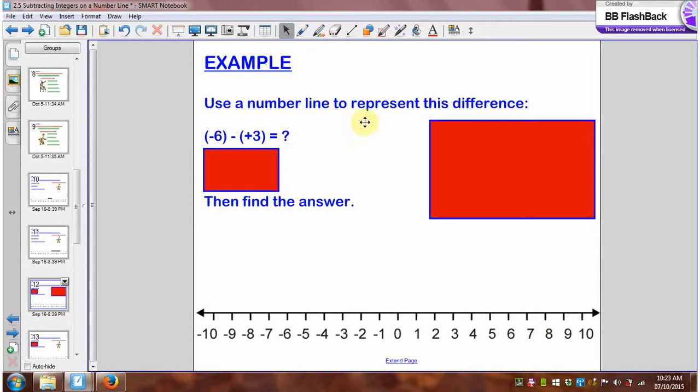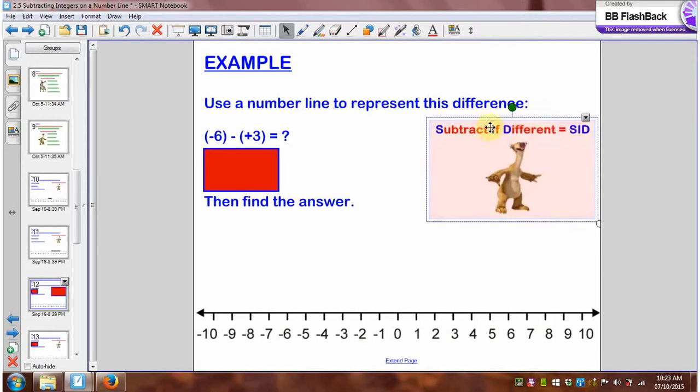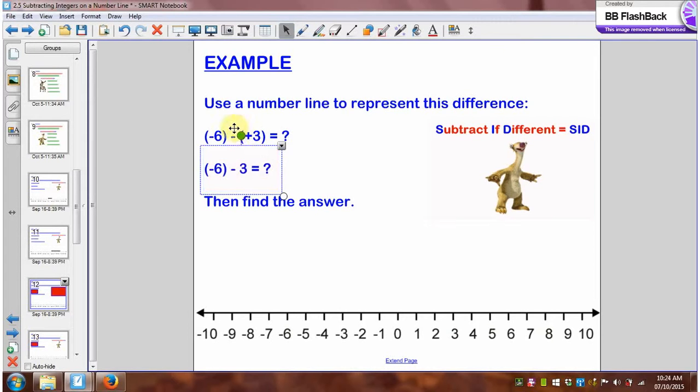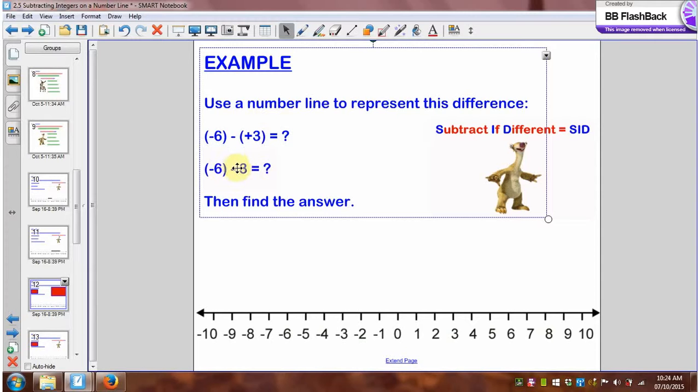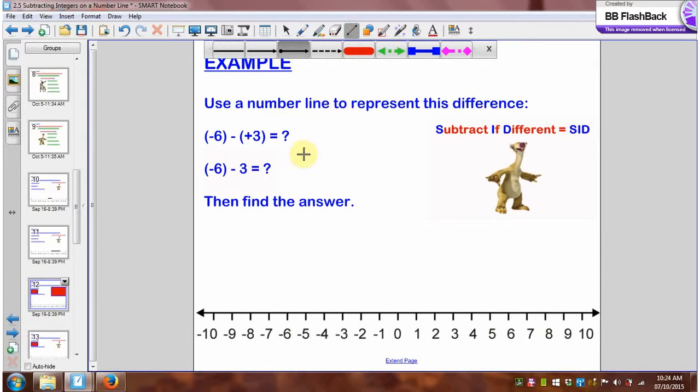So what's our first step? We always see if we have to use the donkey or SID. So let's see. We have a negative number here, a positive number here. So we have different signs. So we subtract if different. So that means we make this negative and positive. We can simplify that to our negative.